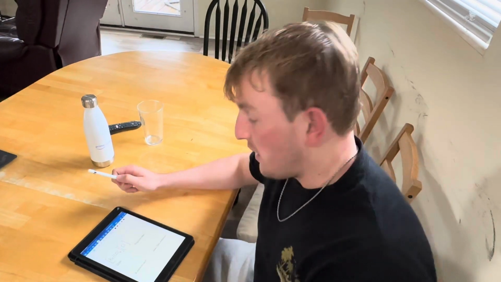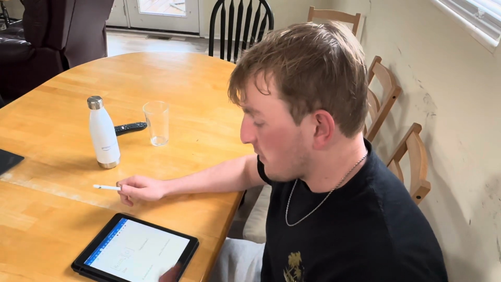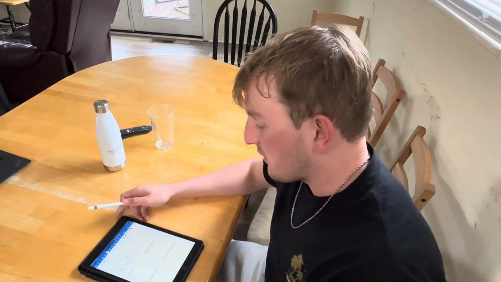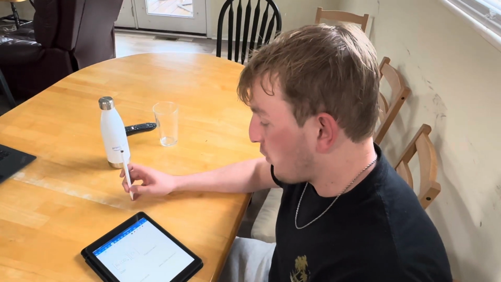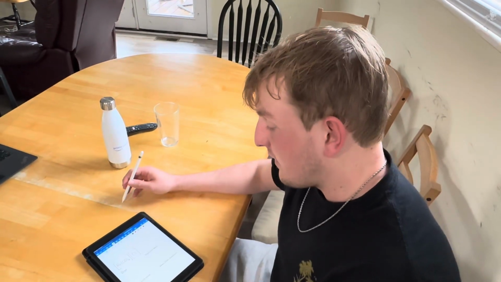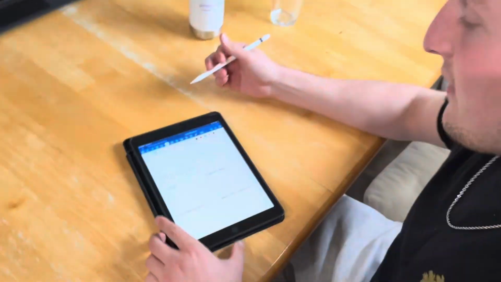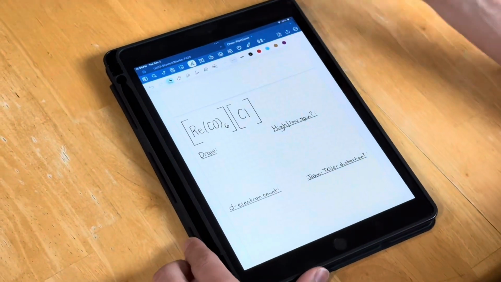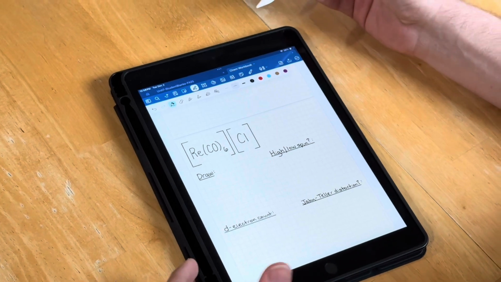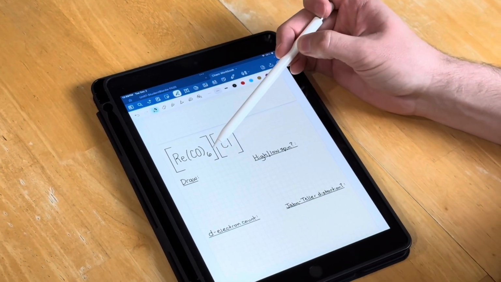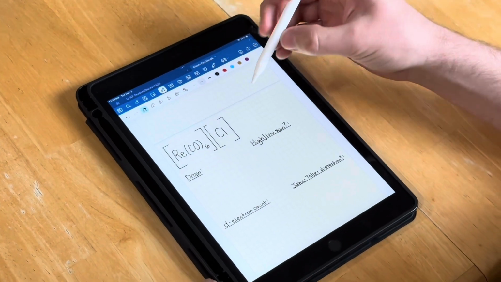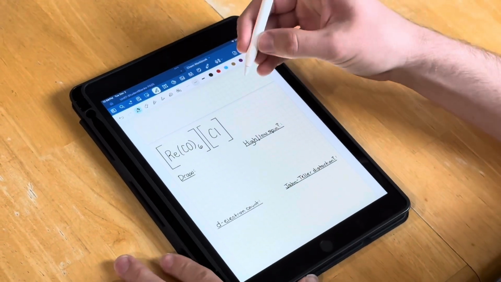Okay, so there was a student that came up to me, they raised their hand and they asked me this question about this complex here. They were told to draw it, determine whether it was high or low spin, the d electron count, and if there was Jahn-Teller distortion. So we're gonna work through that together. So we have a rhenium complex right here, and what I would tell the student is that because we have 6 carbonyls right here, we know that this is going to be an octahedral complex.